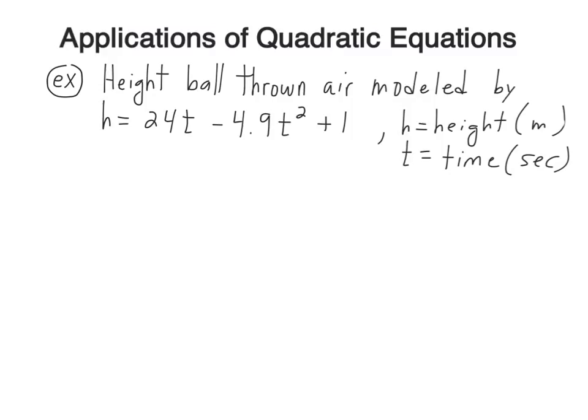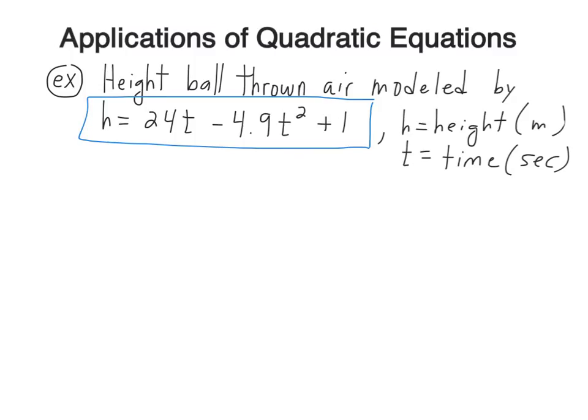So we have the height of a ball, it's thrown in the air, and it's modeled by this equation. We have h equals, so the h is like what your y usually is, and notice it's in terms of t. It's kind of in standard form, except notice we're starting with the linear term, then we have the quadratic term followed by the constant. We're told that our height is in meters and our time t is in seconds.